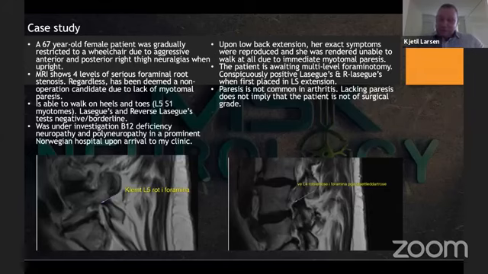The patient had been very thoroughly examined at several hospitals, and it was deemed that this was not a surgical grade stenosis because she did not have paresis. But then we're back to the notion that in arthritogenic stenosis, we generally don't see paresis, okay? So she was able to walk on her heels and toes, so the L5 and S1 myotomes, so Lasse's and reverse Lasse's tests, they were negative, maybe borderline. And she was now under investigation for B12 deficiency, neuropathy, and polyneuropathy in a prominent Norwegian hospital. And she sought out a service for a second opinion.